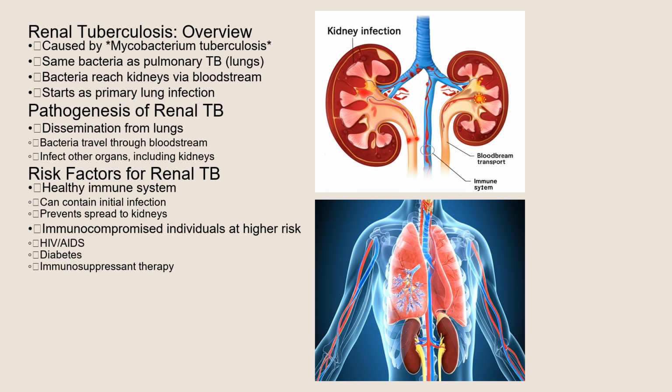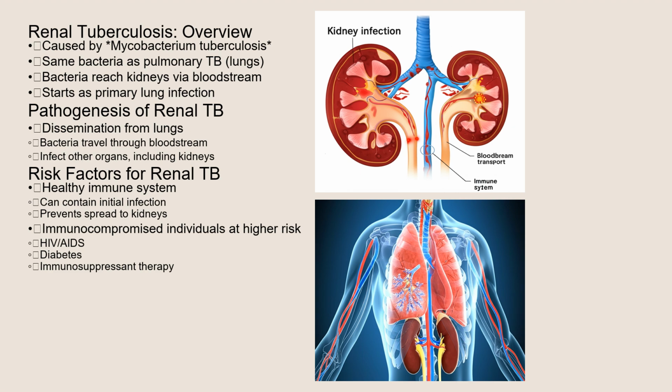Renal tuberculosis is primarily caused by the bacterium Mycobacterium tuberculosis, the same culprit behind pulmonary tuberculosis, or TB of the lungs. The bacteria usually reach the kidneys through the bloodstream. Typically, the infection begins as a primary lung infection. From the lungs, the bacteria can disseminate, traveling through the bloodstream to other organs, including the kidneys.